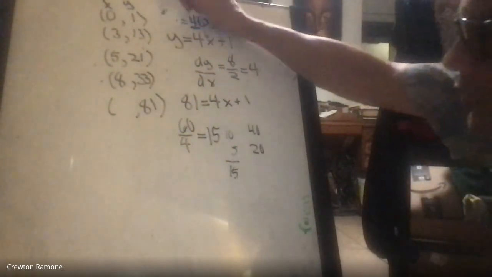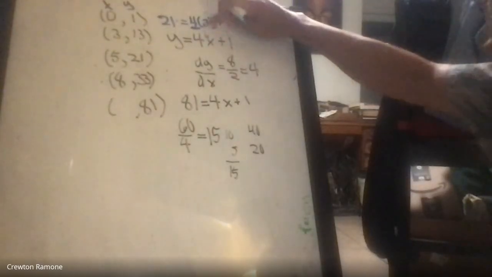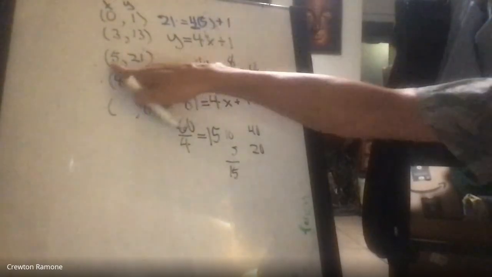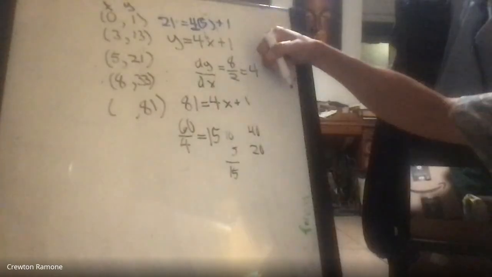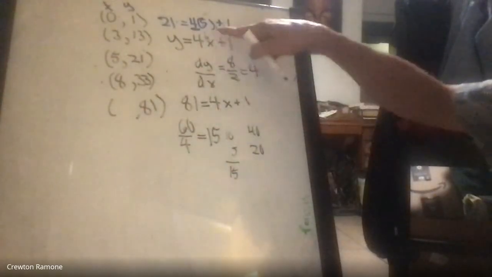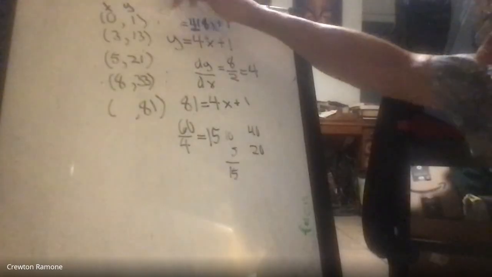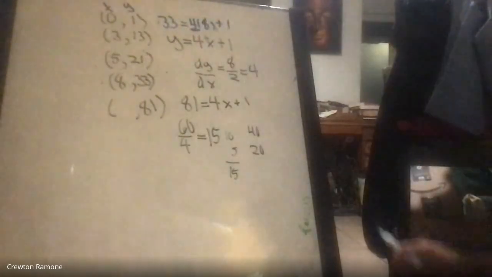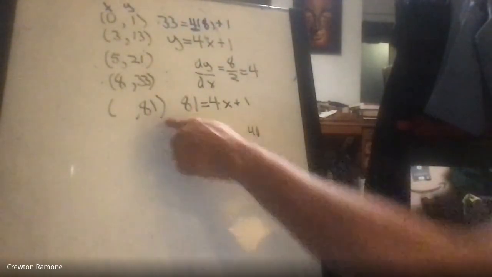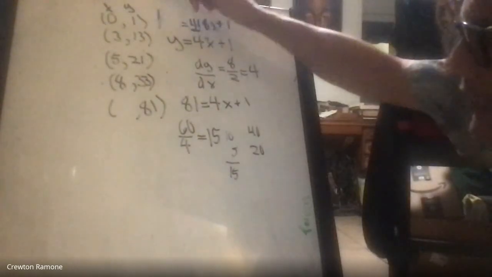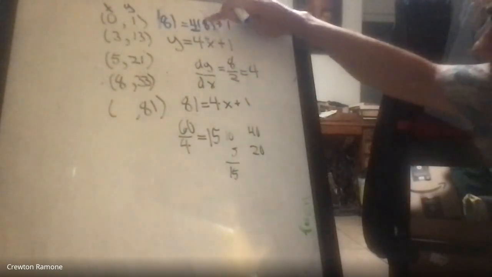And then I look over here. Oh, 21 is the same thing as 4 times 5 plus 1. And then 33. Well, I didn't give you that one. The other one, I gave you 8, and you had to tell me it was 33. And now I'm telling you it's 81, and you have to tell me how long they were working.